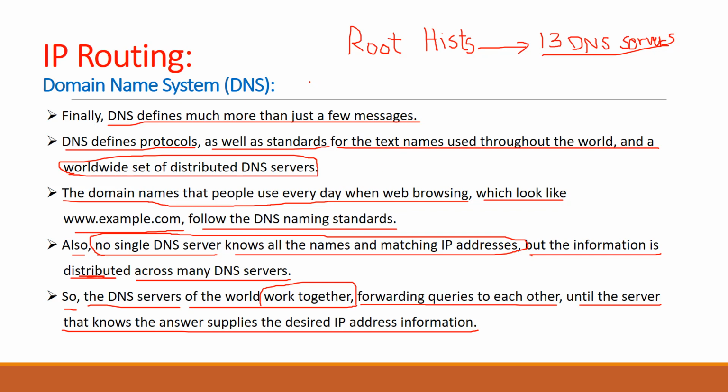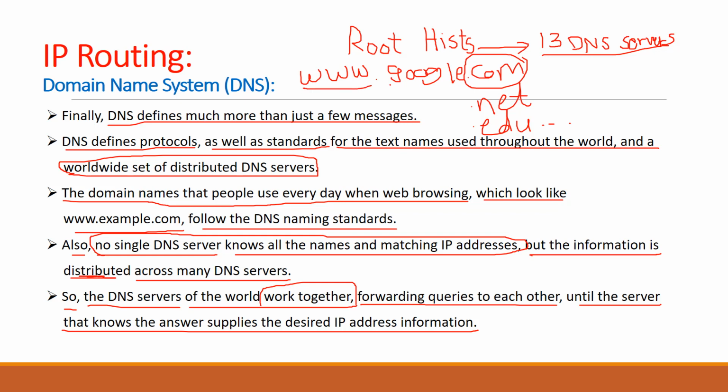What this means, if you have a host name like www.google.com, some servers are responsible for .com, some servers are responsible for .net, some servers are responsible for .edu, and so on. So the DNS servers work together until this complete host name will be resolved by one of them.